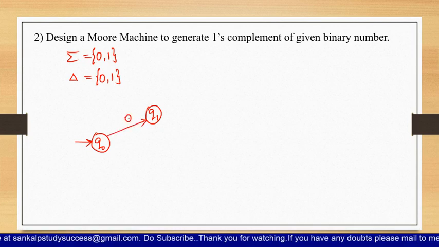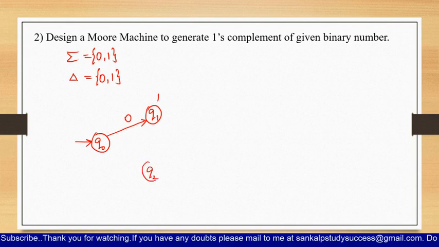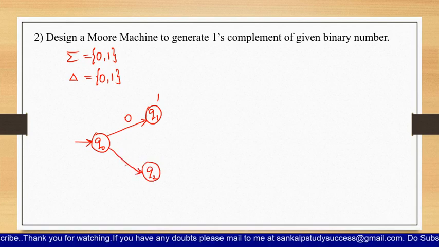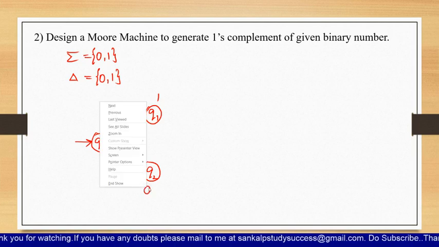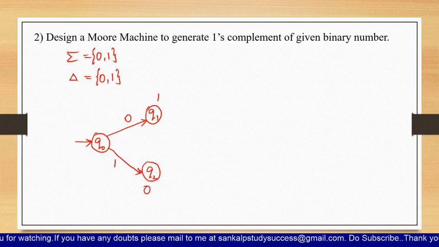That means if I apply 0, then I have to get the complement of 0, that means 1. Here the output of Q1 will become 1 because of the transition from Q0 to Q1 by applying the input symbol 0. So now if this is 1, then I have applied 0. If I apply 1, I am going to another state here. I have applied 1 here, that means I will get the output as 0. I should get the output as 0, correct? Because if I apply 1, then the complement of 1 is 0. So in this case, I have to get 0.